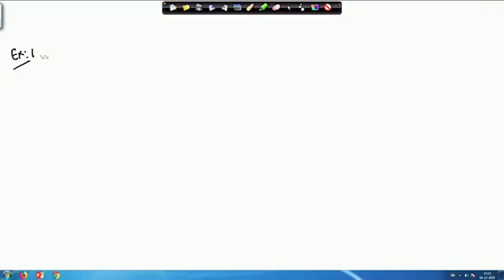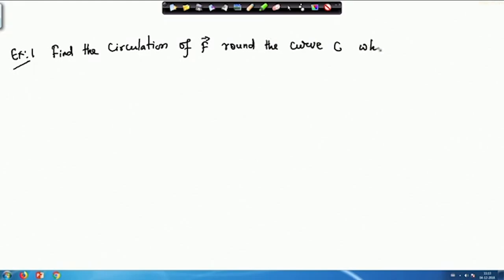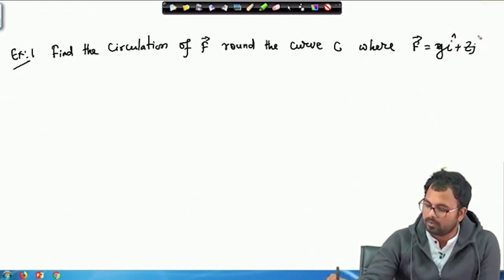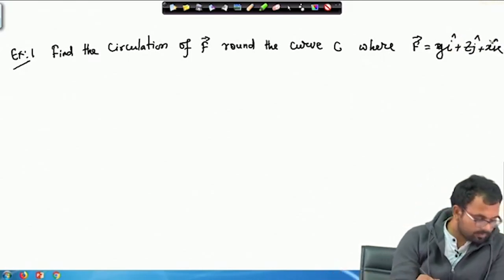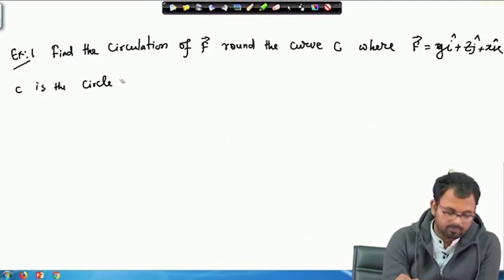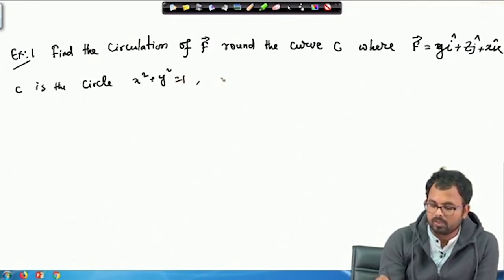So first of all, let's start with our example on circulation. Our first example is: find the circulation of F around the curve C, where F is equal to yi plus zj plus xk, and C is the circle x square plus y square equals 1 and z equals 0.